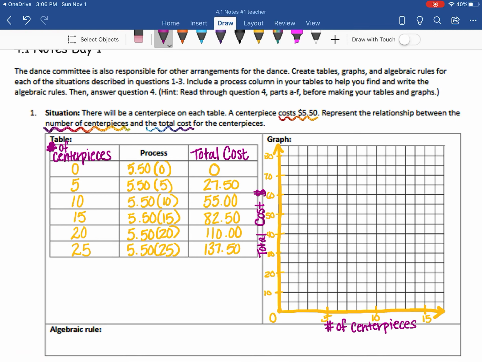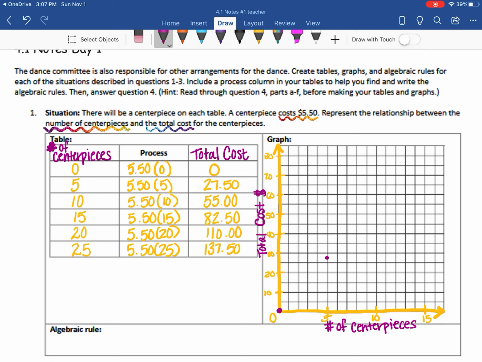Okay, so I know that 0 centerpieces cost $0, so I'm going to go ahead and label that point right there, 0, 0. I know that 5 centerpieces cost $5.50, so there's 5. That's going to be just a little bit above that. I know that 10 cost $55. Oh, that was $27.50, my bad. So 5 cost $27.50. So here's 20, 25, $27.50 would be right in between 25 and 30.